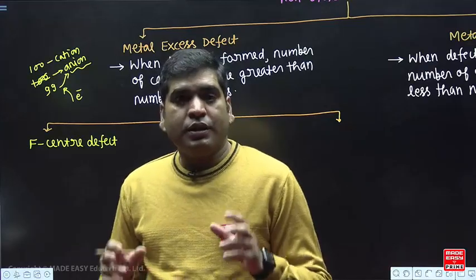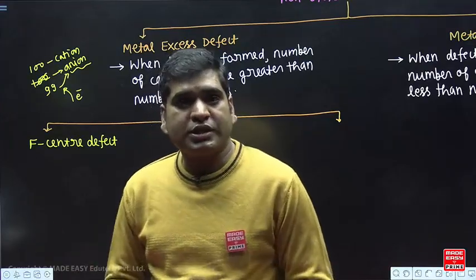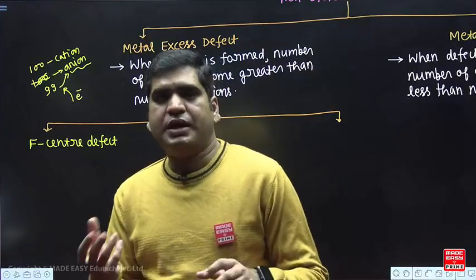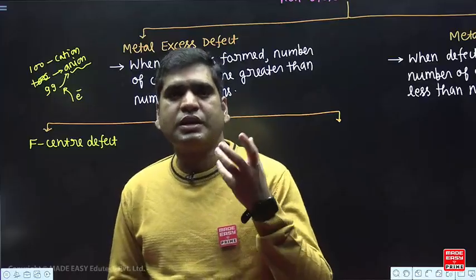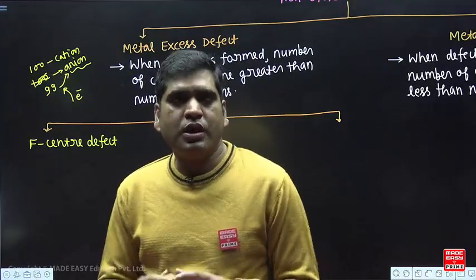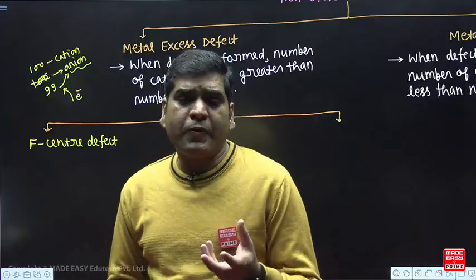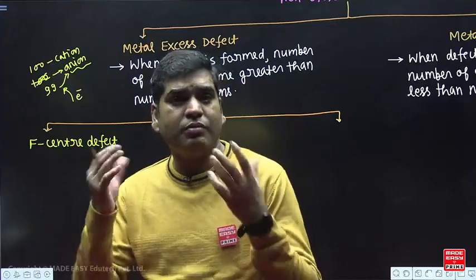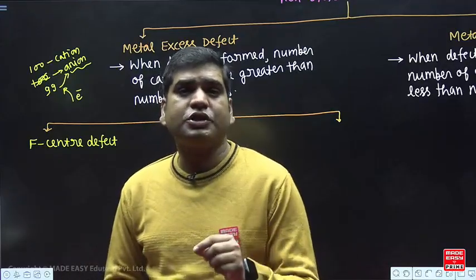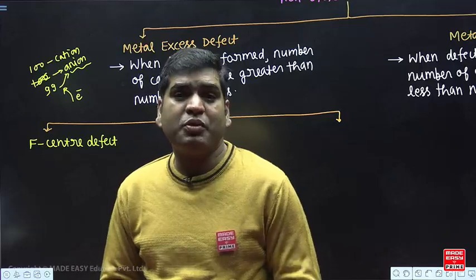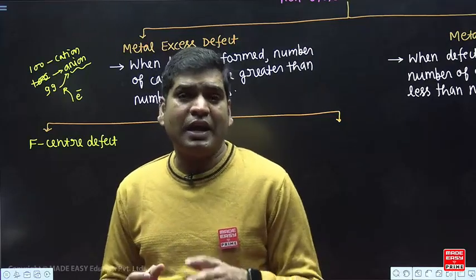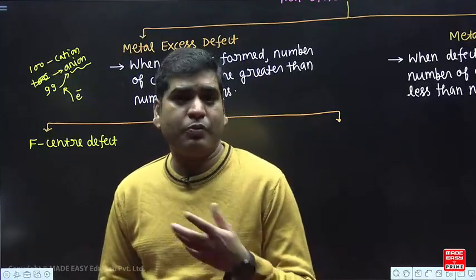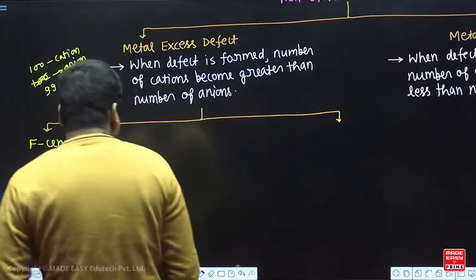फिर से सुन ले कि एक एनायन अपनी पोजीशन को छोड़ करके चला जा रहा है और उस जगह पर एक वैकेंसी क्रिएट हो जा रही है. एनायन के निकल जाने की वजह से कैटायंस की संख्या बढ़ गई, सो ये मेटल एक्सेस डिफेक्ट हुआ. जब एनायन निकल करके गया तो उस वैकेंसी में एक इलेक्ट्रॉन आ गया, तो इलेक्ट्रॉन ने एनायन का चार्ज तो बैलेंस कर दिया, मटेरियल पूरा न्यूट्रल रहा, लेकिन इलेक्ट्रॉन का साइज एनायन के साइज के कंपैरिजन में बहुत छोटा है, इसलिए एनायन के द्वारा जो जगह खाली की गई है उसको इलेक्ट्रॉन भर नहीं पाएगा और वैकेंसी डिफेक्ट क्रिएटेड रहेगा. सो यू कैन राइट इट लाइक दिस.